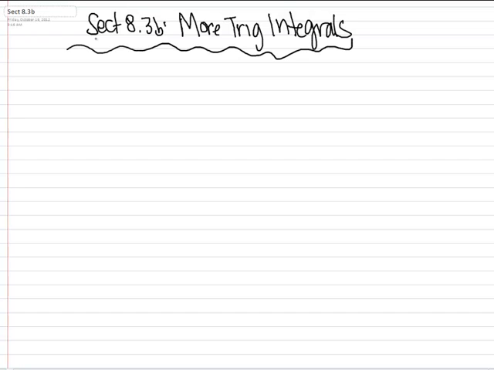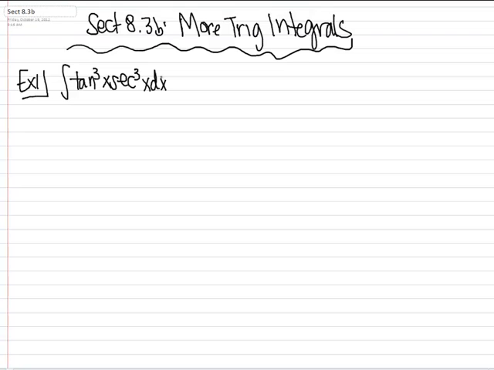Let's continue with section 8.3b with more trig integrals. But this time, our trig integrals are going to involve secants and tangents. Yesterday, our integrals involved mostly sines and cosines. So now we'll have the integral of tangent cubed x, secant cubed x dx.